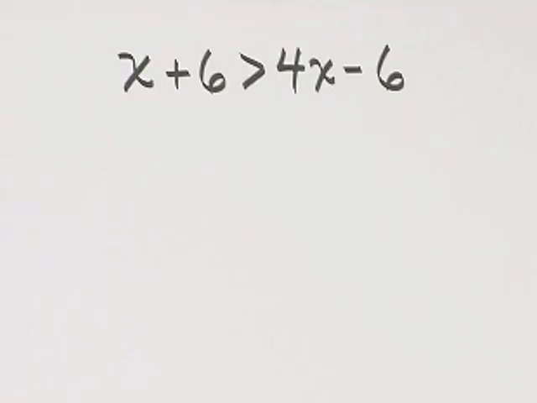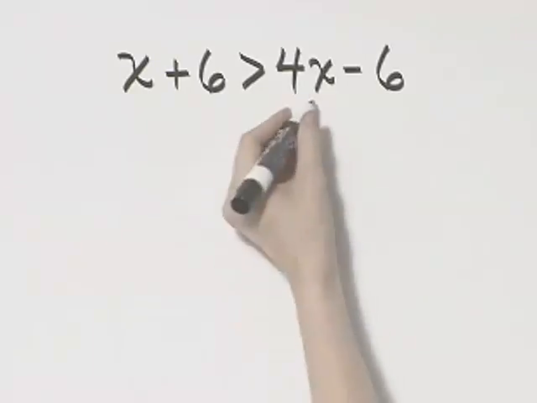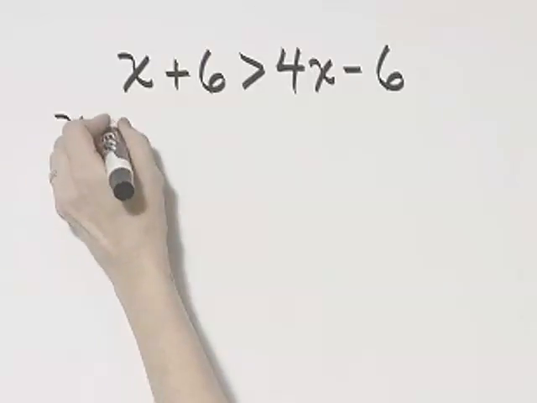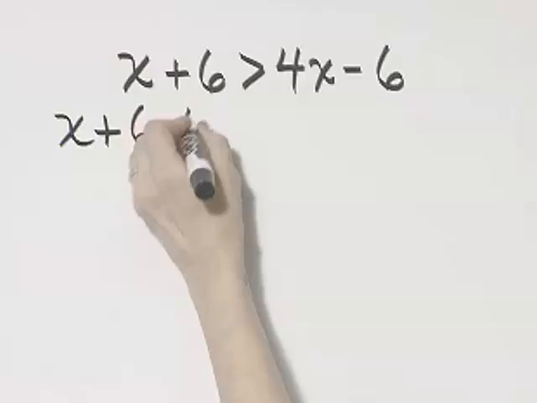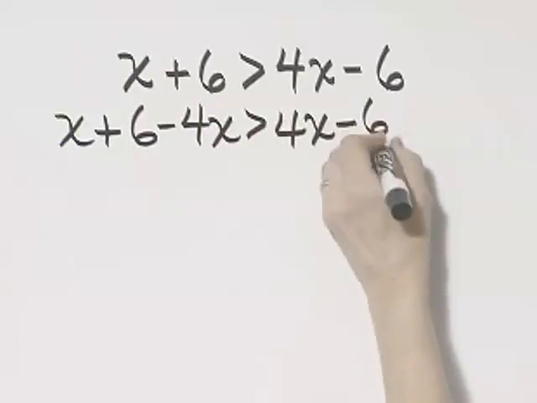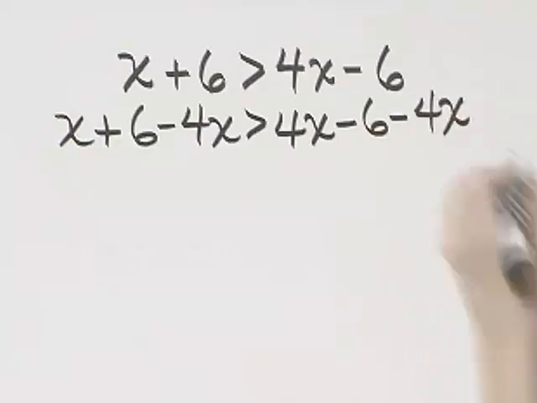Let's solve this inequality for x. There's no fractions here, no parentheses. I'll just move variable terms on one side, numbers to the other. I'm going to subtract 4x from both sides. So here's my left side, subtract 4x. And here's my right side, subtract 4x.